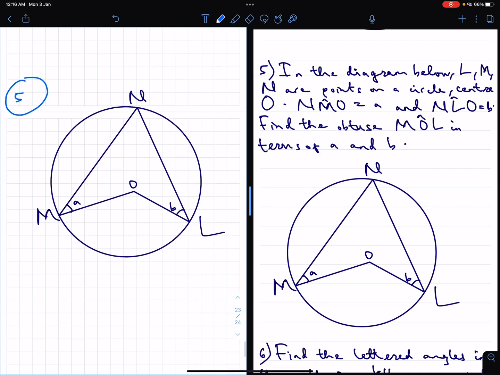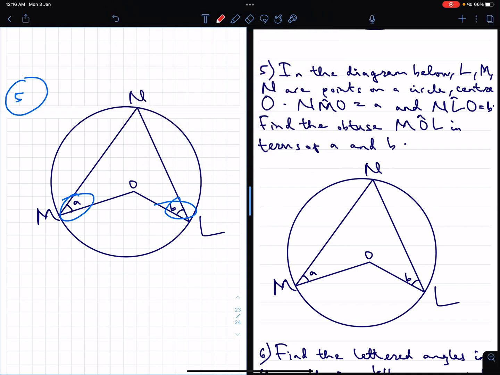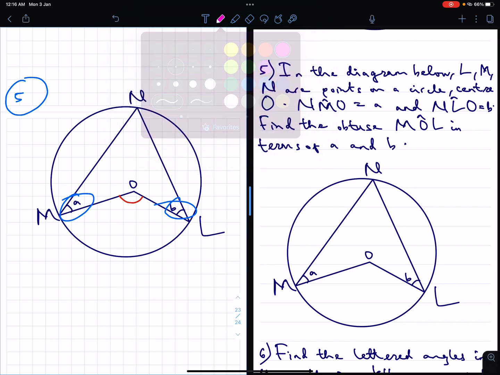Now, O is the center of the circle, angle NMO is A and angle NLO is B. Find the obtuse angle MOL in terms of A and B. First of all, let me construct another radius ON, which is going to be the same as OL and OM.